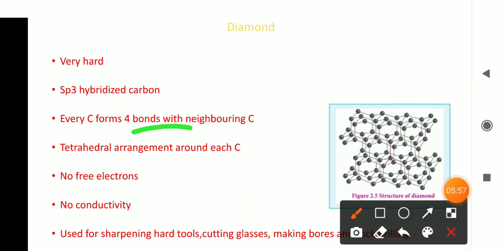It forms 4 bonds with neighboring carbon atoms. So a tetrahedral arrangement around each carbon atom is seen, and there are no free electrons in diamond. Since there is no free electron, it shows no conductivity.